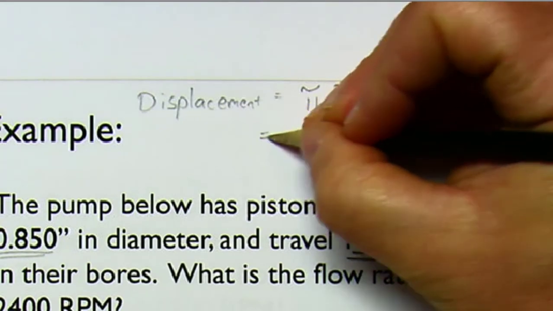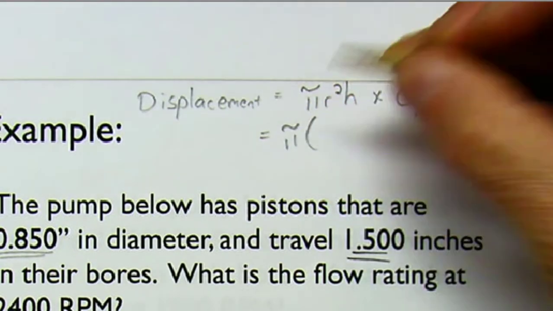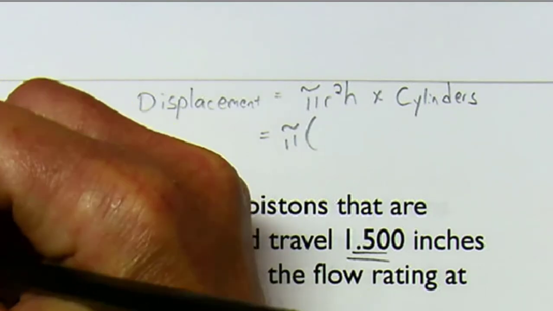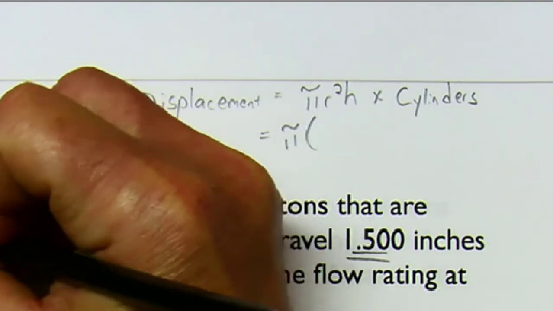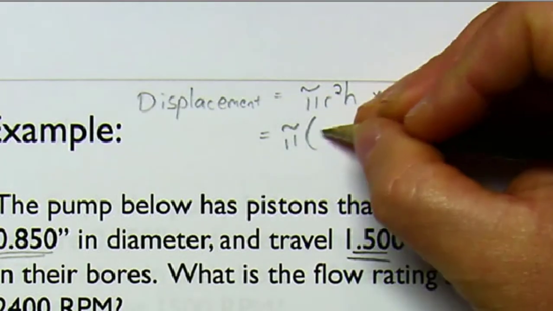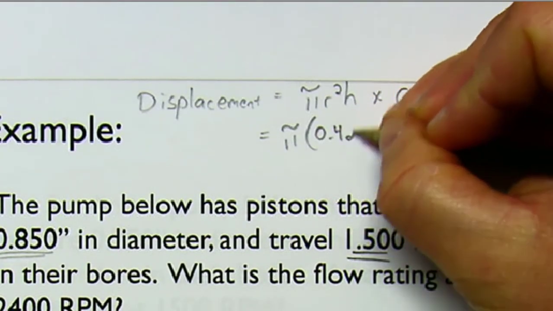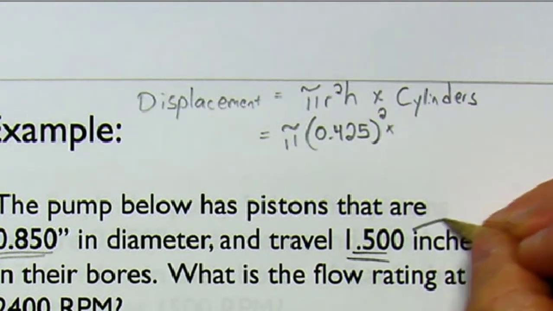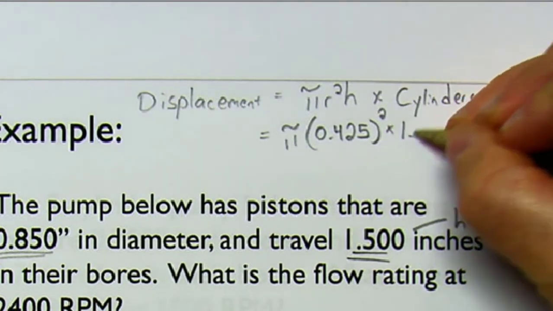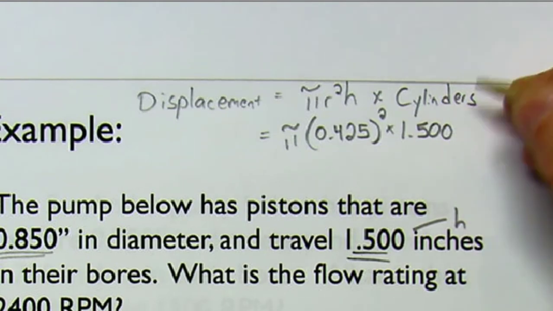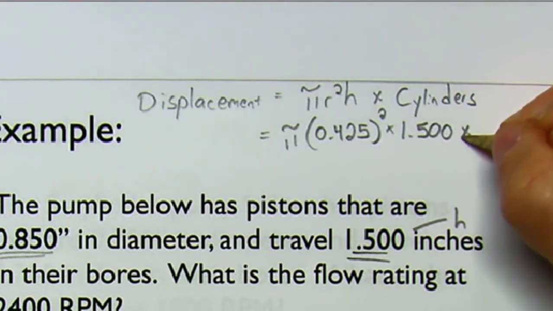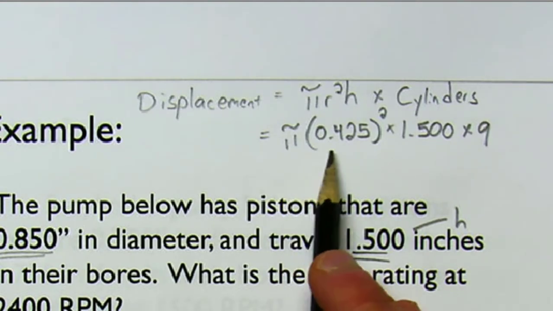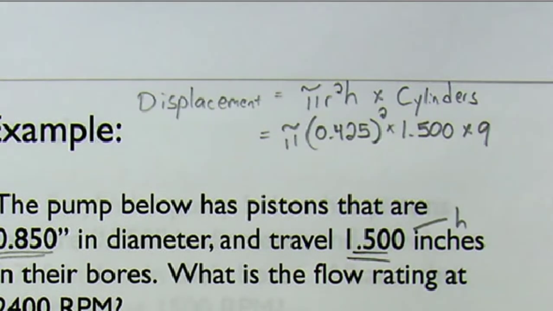So in our case, that's going to be pi times, the bore is 0.85, and that means our radius is half of that, 0.425 inches. So pi times 0.425 squared times the height, that's our stroke, 1.500, just like finding engine displacement, times the number of cylinders. This was a 9-cylinder pump. Pi times 0.425 squared times 1.5 times 9.